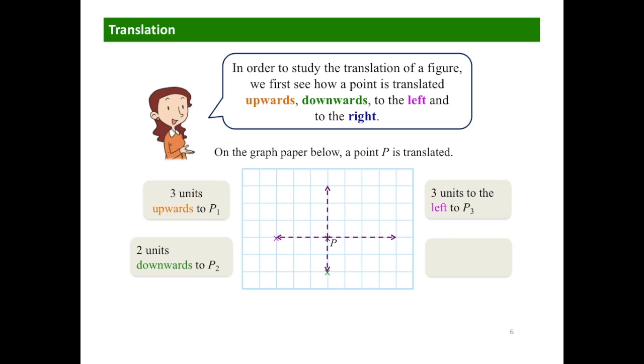The third translation is 3 units to the left to P3. We start from P, and count 3 units to the left and mark the new point P3. The last translation is 4 units to the right to P4. We start from P, and count 4 units to the right and mark the new point P4.